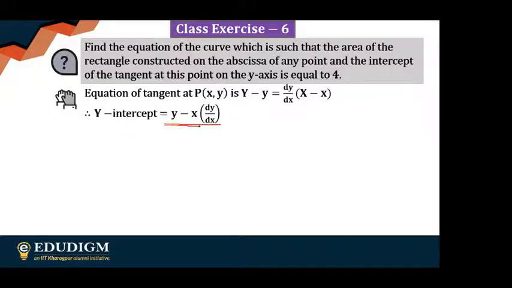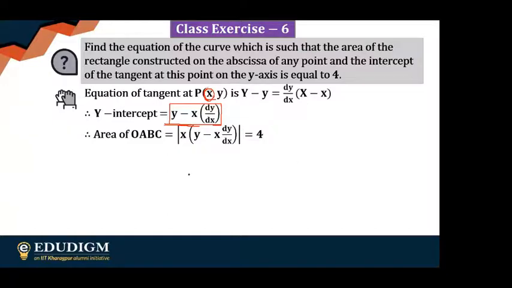And I have taken the abscissa at the point. So rectangle constructed on these two things. So length and breadth we get. So this is the area. Area will be mod x into y minus x dy dx equals to 4. I hope you understand this.